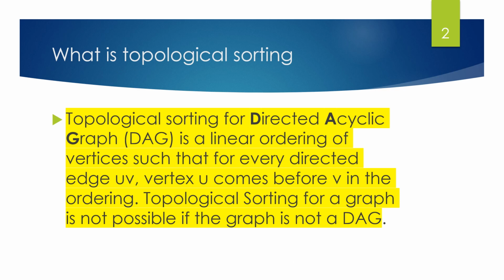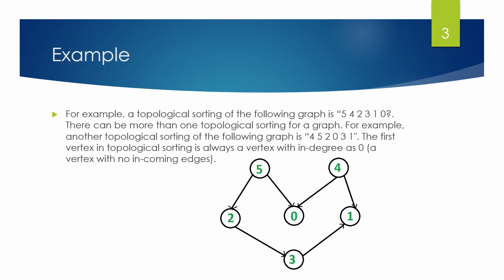Topological sorting is for a directed acyclic graph, or as we say, a DAG. It is a linear ordering of vertices such that for every directed edge u, v, vertex u should always come before v in the ordering, and it is not valid at all if the graph is not a DAG, or directed acyclic graph. So let's learn it with an example.